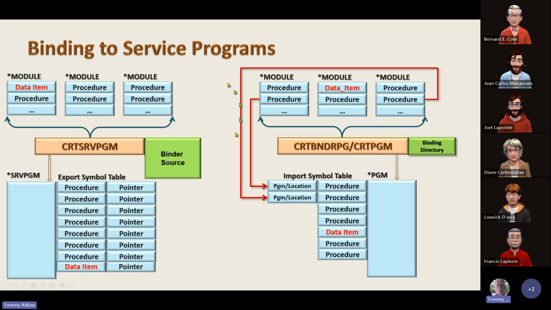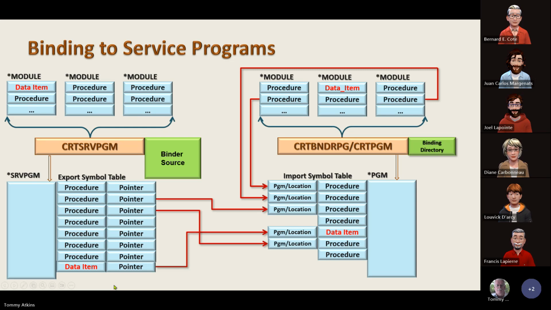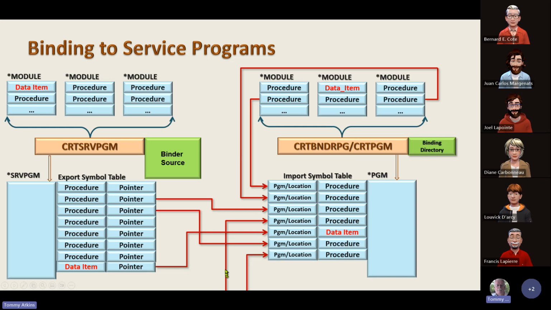And every single service program that's in the binding directory will have an export symbol table. And it will try and satisfy the symbols from the service program. Some of them, of course, may come from other service programs, which I don't have space for on the screen. So only once all of these import symbols have been resolved will this program compile.